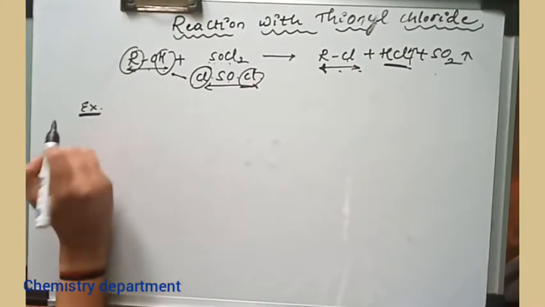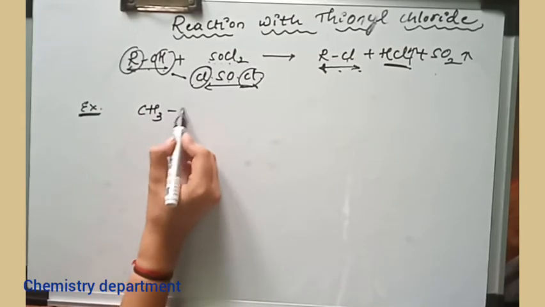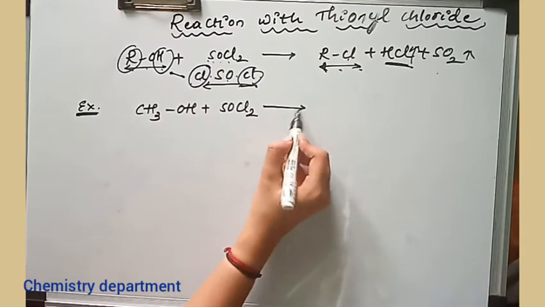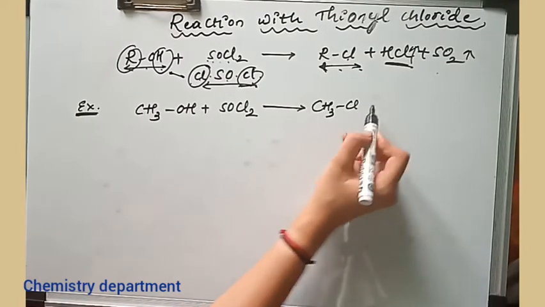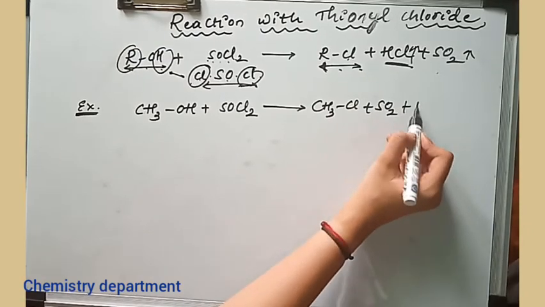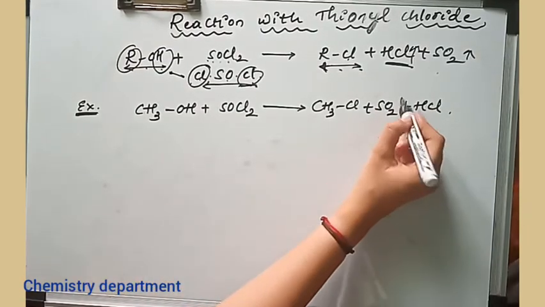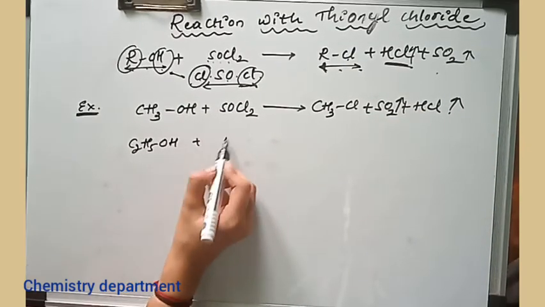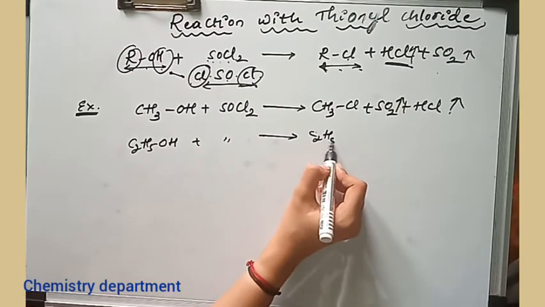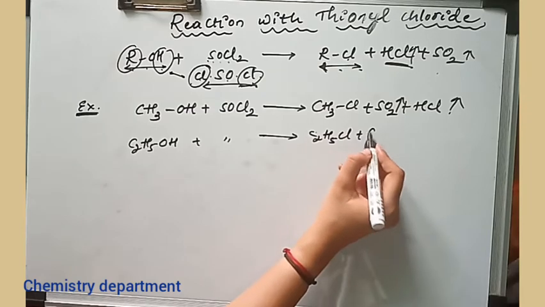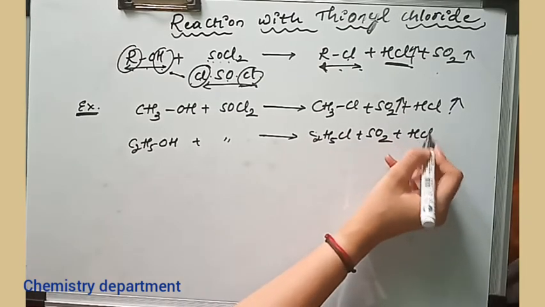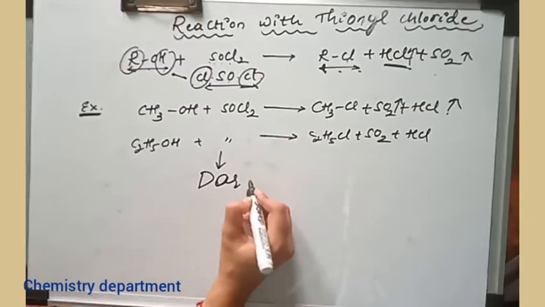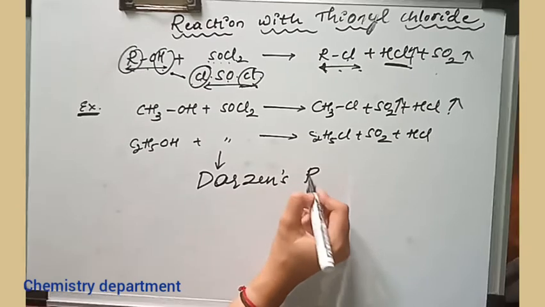The example that I can give you here is, whenever methanol is reacting with thionyl chloride, CH3Cl plus SO2 plus HCl is formed. You can take the example as even ethanol. When this is reacting with thionyl chloride, there is a formation of ethyl chloride plus SO2 plus HCl. This reaction was given by a scientist, Darzens. So this reaction is called Darzens reaction.